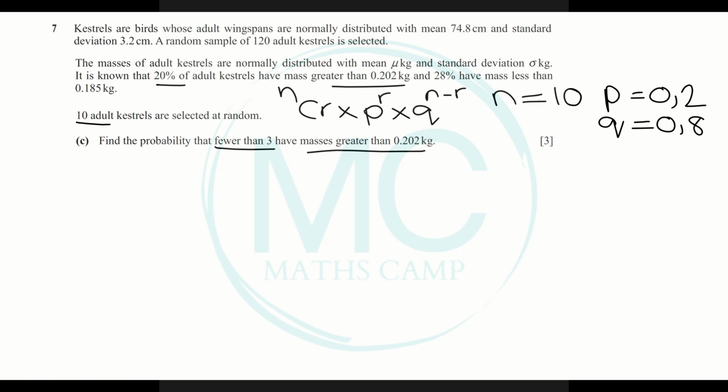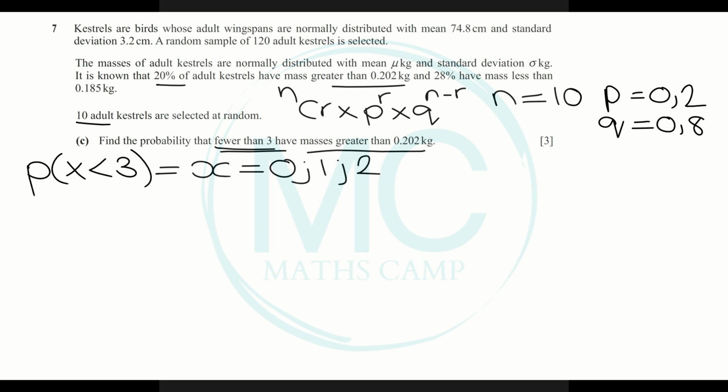The question wants us to find the probability that fewer than 3 of these birds have masses greater than X. Fewer than 3. So if we're looking at X values smaller than 3, we have to consider X values of 0, of 1, and of 2. These take on the R value, our restrictions. So let's start when R is 0.